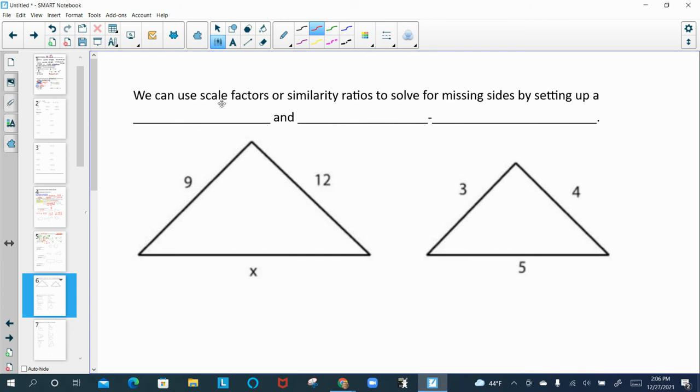We can use those scale factors, or if you want to call them similarity ratios, to solve for missing sides by setting up a proportion, just like we did on day one. And then, as I call it, cross multiplying. And remember, I said on day one, you might have something else that you call it, and that is okay.